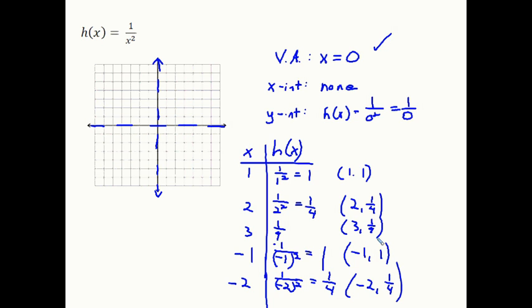So let's graph these. Here's 1, 1. 2 is already down at 1/4. 3 is 1/9, even closer. And so we notice here we have our asymptote coming down to a horizontal asymptote. We also had the point -1, 1 and -2, 1/4, and so that's going to look the same but on the other side. And that's our graph of h of x, which is 1 over x squared.